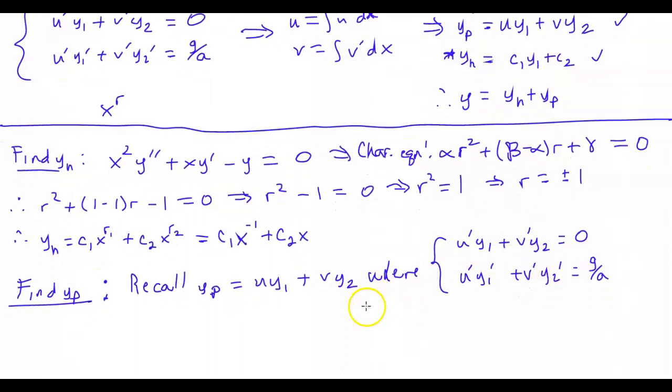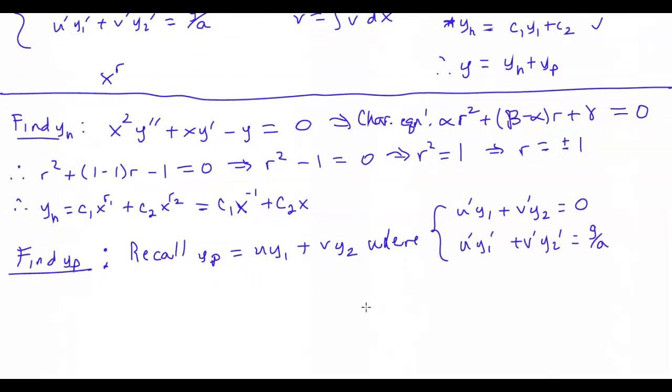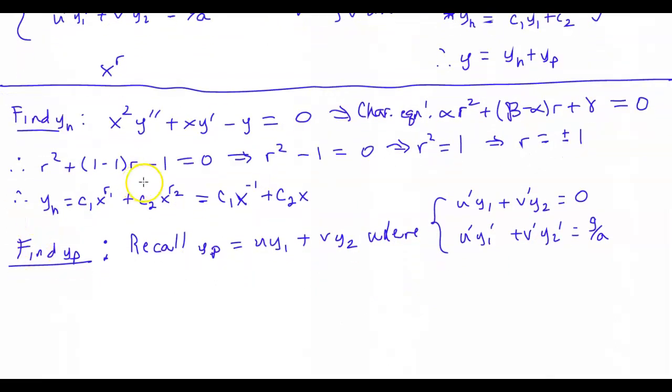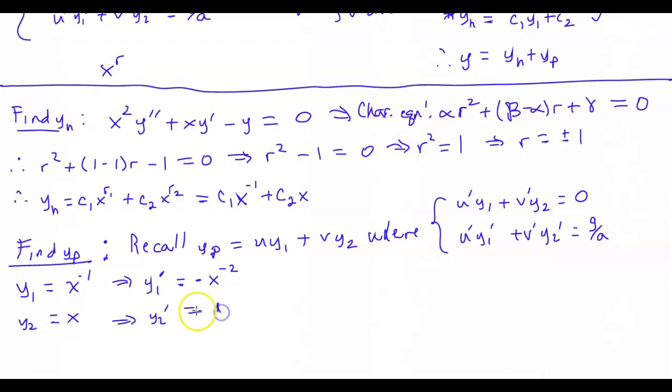All right, so the first thing that we need to know is what is going to be our y1, y2, and the derivatives of those. So our y sub 1, we're just going to call that x raised to the negative 1. Y sub 2 is just going to be x. So this lets me know that my y sub 1 prime is going to be negative x raised to the negative 2. Y2 prime ends up just being 1.